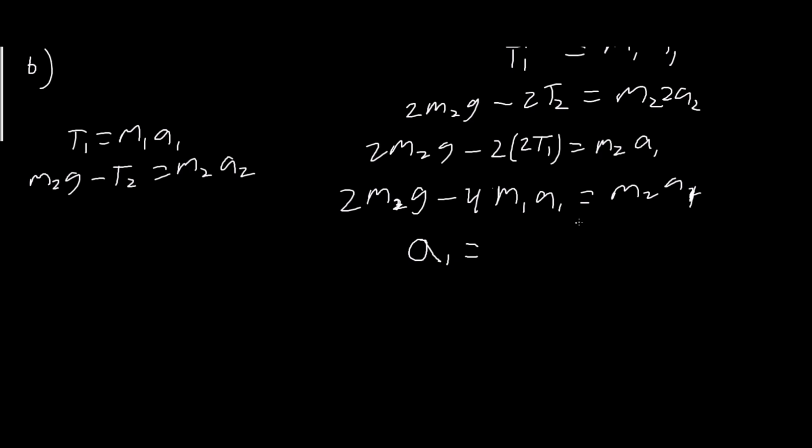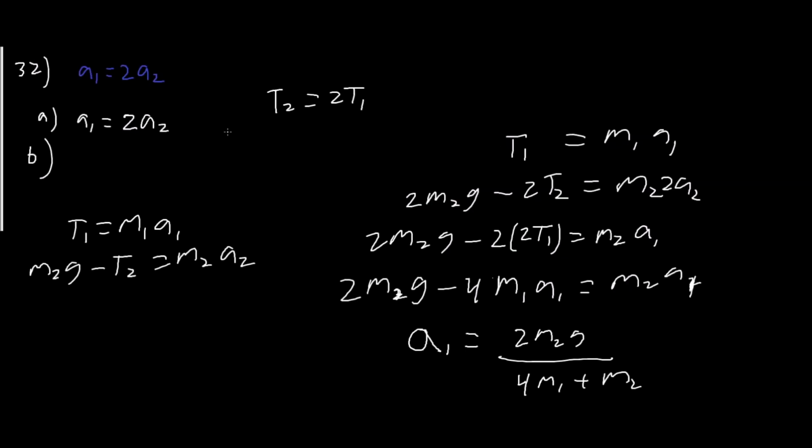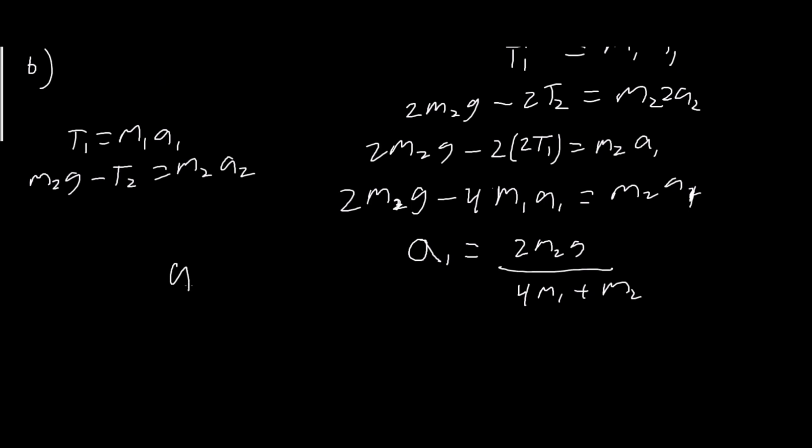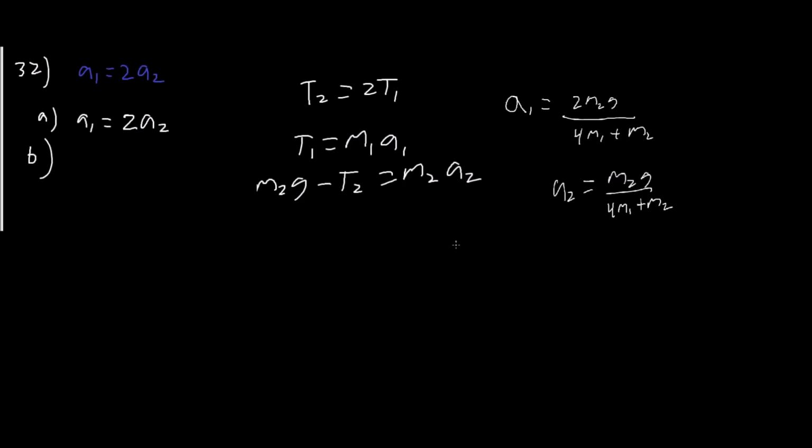is going to equal 2m2g divided by a1 being factored plus the 4, so you'll be left with 4m1 plus m2. And yay, we're done. So the acceleration of object 2 would be half of that, so a2 would be m2g over 4m1 plus m2, even though we were supposed to solve for the tension and I already lost track of what I was doing. All right, so there's the equation.